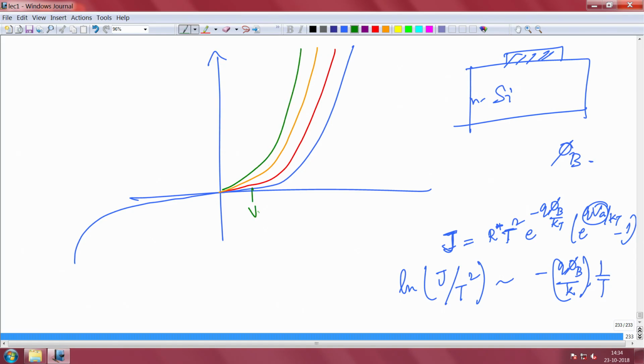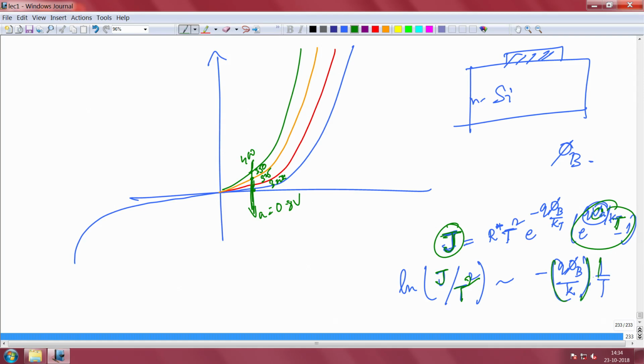At any particular VA, small VA, say 0.8 volt or something, you look at the current here. That current is this J. This is say 400 Kelvin, this is 350 Kelvin, this is 325 Kelvin, this is 300 Kelvin, you can take many temperatures. So that is the current at a particular VA, and at different temperatures you have different currents. You plot with respect to J by T square.